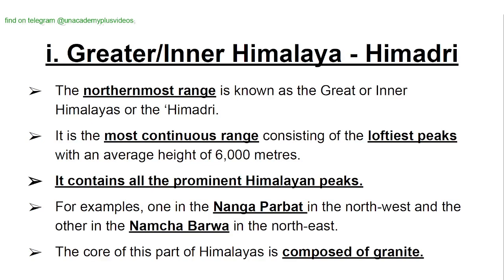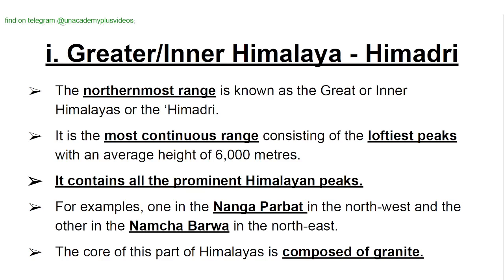Greater or Inner Himalayas, Himadri. The northernmost range is known as the Great or Inner Himalayas or the Himadri. It is the most continuous range consisting of the loftiest peaks with an average height of 6,000 meters. It contains all the prominent Himalayan peaks, for example, Nanga Parbat in the northwest and Namcha Barwa in the northeast.